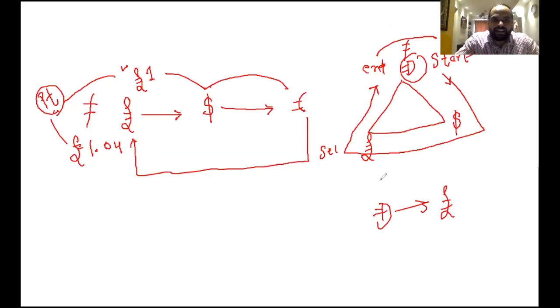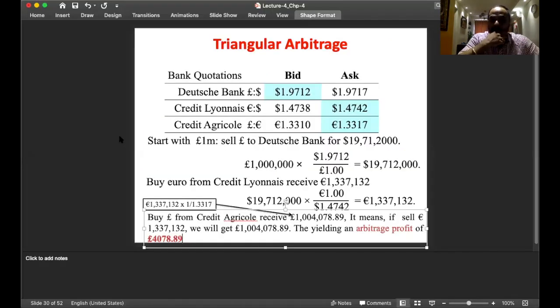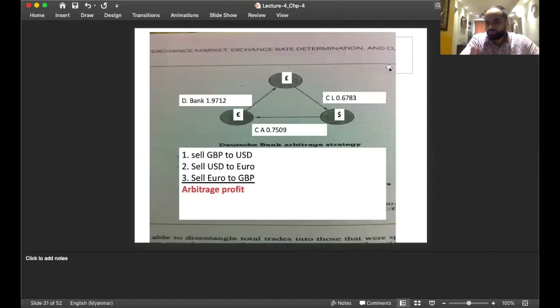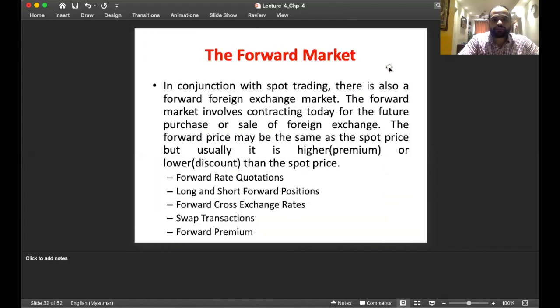So this is the idea of arbitrage, triangle arbitrage, right? So triangle arbitrage is finished. So any questions regarding arbitrage? So that's the conclusion. Right? So that's the conclusion of using the different exchange rates for arbitrage.